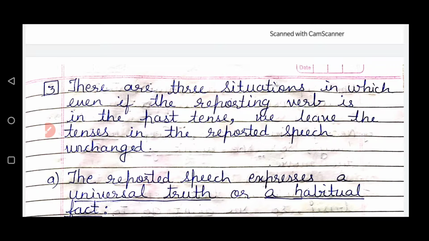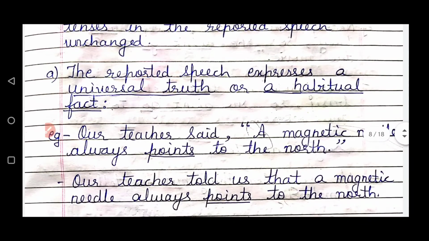We do not change the tense of the reported speech even if the reporting verb is in the past tense. For example, first, the reported speech expresses a universal truth or a habitual fact. If your reported speech expresses a universal truth or a habitual fact, then the tense won't change.